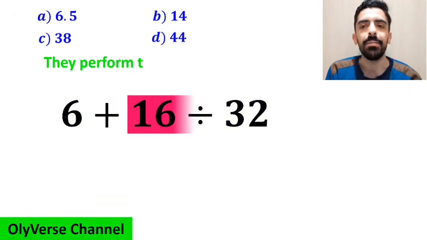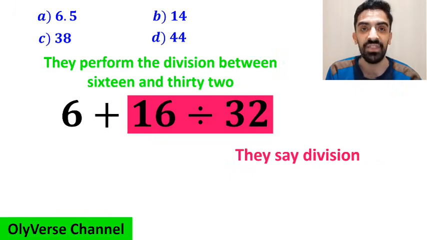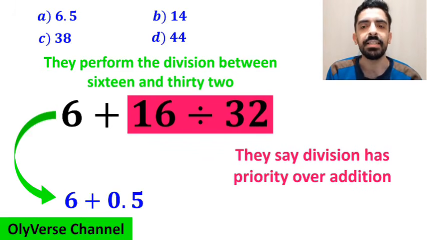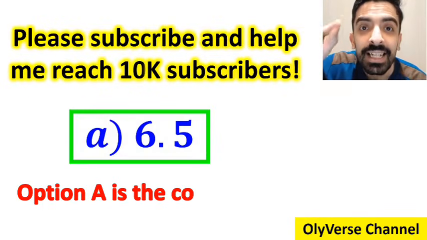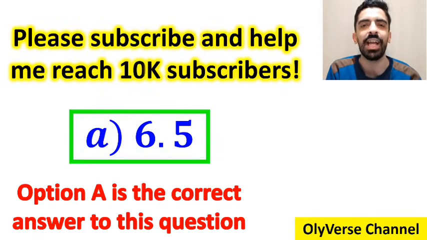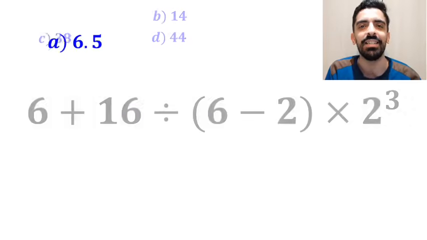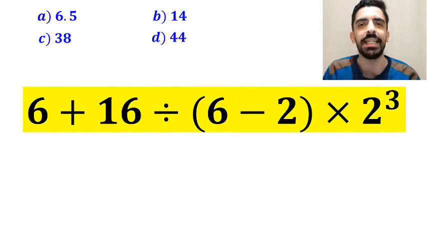In the next step, they perform the division between 16 and 32 because they say division has priority over addition. So, they simplify this expression to 6 plus 0.5, which ultimately gives them the answer 6.5. And immediately, they conclude that option A is the correct answer to this question. However, it's not the correct answer to this question. Alright, now let me show you how to solve this expression properly.